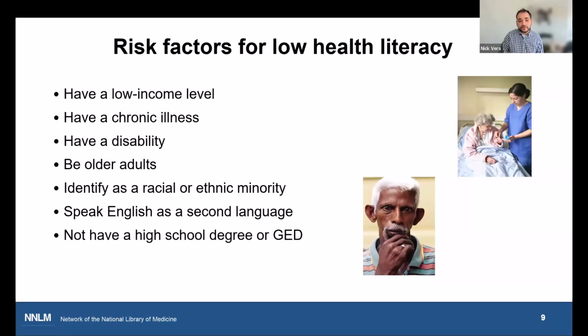Older age is another factor associated with limited health literacy. Among older adults, health literacy levels vary by educational level and access to financial resources. In fact, education mediates other risk factors in adults of all ages.